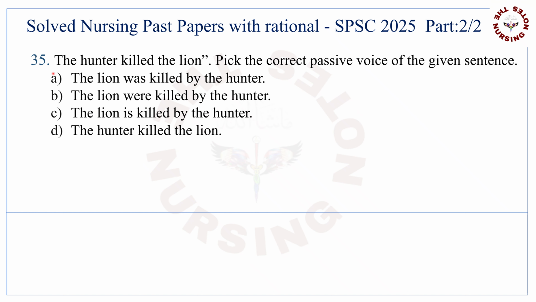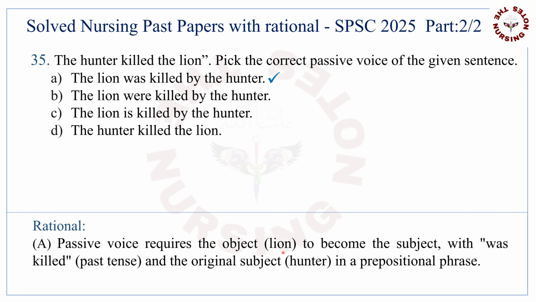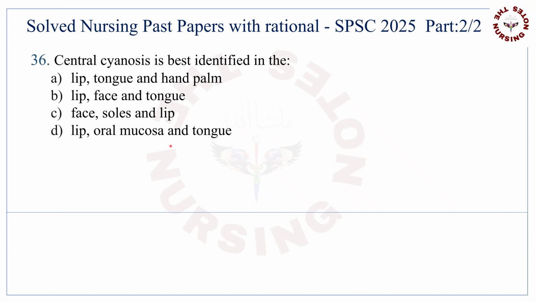Question number 35. The hunter killed the lion. Pick the correct passive voice of the given sentence. Correct answer is A. The lion was killed by the hunter. Question number 36. Central cyanosis is best identified in the. Correct answer is D. Lip, oral mucosa and tongue.